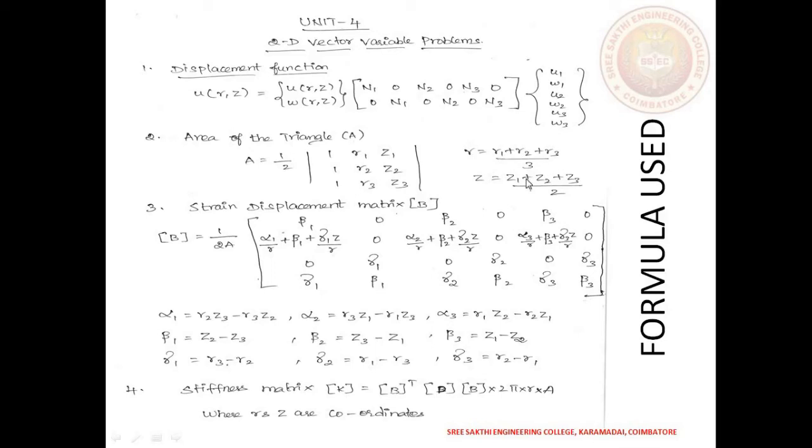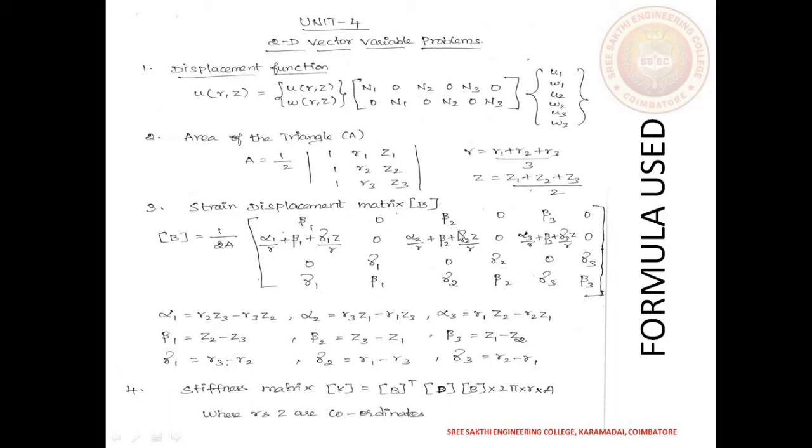Here it is called as r1 z. So that is the difference. The third one is the strain displacement matrix, that is B. So B is equal to 1 by 2A, that is a 4 into 6 matrix. You remember that the strain displacement matrix, that is B, is denoted by a 4 into 6 matrix, with 4 rows and 6 columns. So you remember that 4 into 6 matrix is called the B matrix, that is the strain displacement matrix.